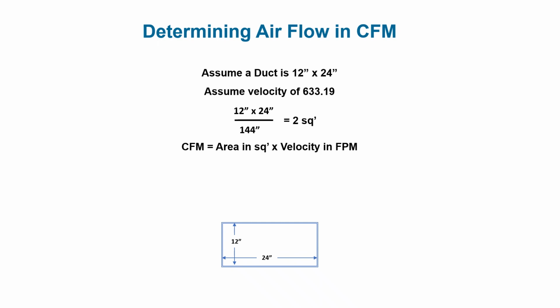The formula is CFM, cubic feet per minute, is equal to the area in square feet times the velocity in feet per minute. Therefore, the cubic feet per minute is equal to 2 square feet times 633.19 feet per minute. The conclusion comes to CFM is equal to 1,266.38.